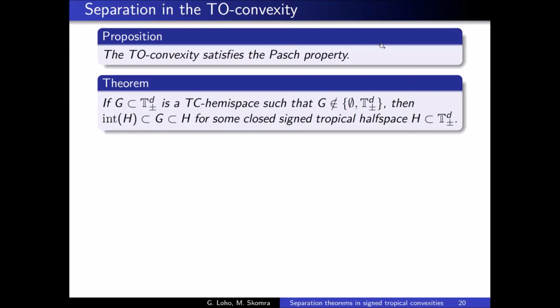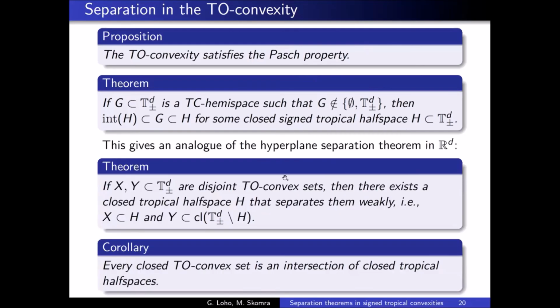So now if you just combine these theorems, we obtain a separation result that is an analog of the hyperplane separation theorem in Rn. Namely, if you have two disjoint TO-convex sets, then there exists a closed tropical half space that separates them weakly. Namely, X is included in one part of the closed half space and Y is included in the closure of the complement. And as a corollary, we get the same theorem as in Rn. Namely, if you have any closed TO-convex set, then this closed TO-convex set is an intersection of closed tropical half spaces.